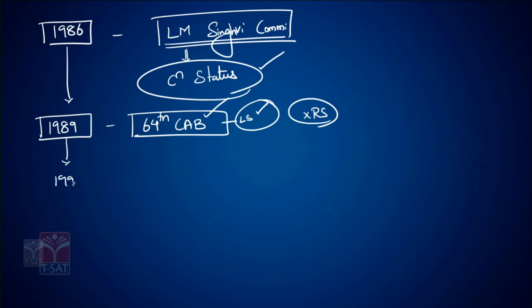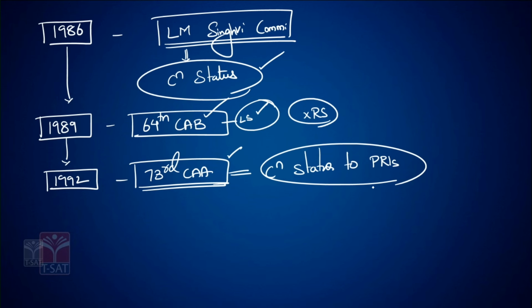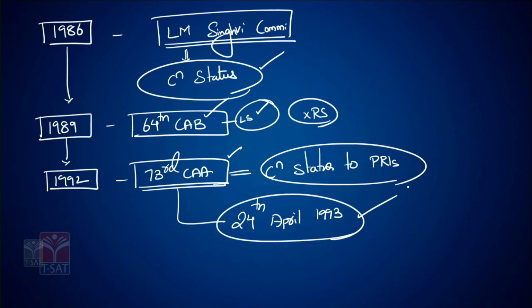Then came the P.V. Narasimha Rao government. The P.V. Narasimha Rao government initiated and passed the 73rd Constitutional Amendment Act, which gave constitutional status to Panchayati Raj institutions. This Act is a landmark, because after 42 years of the constitution coming into force, the constitution finally decentralized powers to the Panchayati Raj institutions. It came into force on 24th April 1993. This 24th April is called National Panchayati Raj Day in India every year.